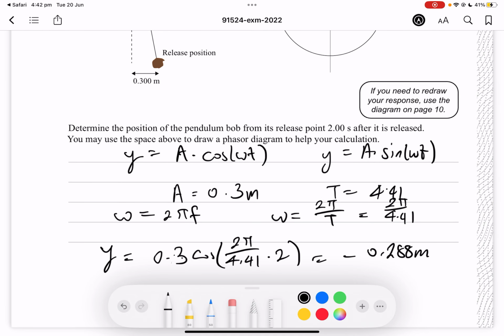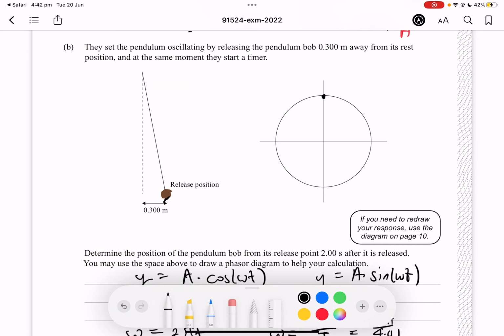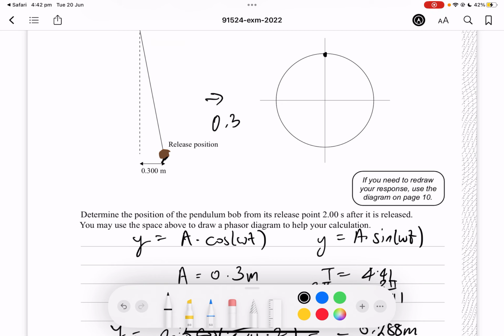So negative 0.288, what does that mean? In this case, we've considered the displacement on the right-hand side here, the release point, to be positive 0.3. That's because we're starting with the displacement equal to a times cos omega t. Just as an experiment, to visualize what's going on, we can plug in time equals 0. So cos of 0 is 1, and 1 times the amplitude is 0.3. So when we first release the bob, we should be getting a displacement of 0.3, and we consider this as being positive 0.3. So therefore, the release position we consider as positive.